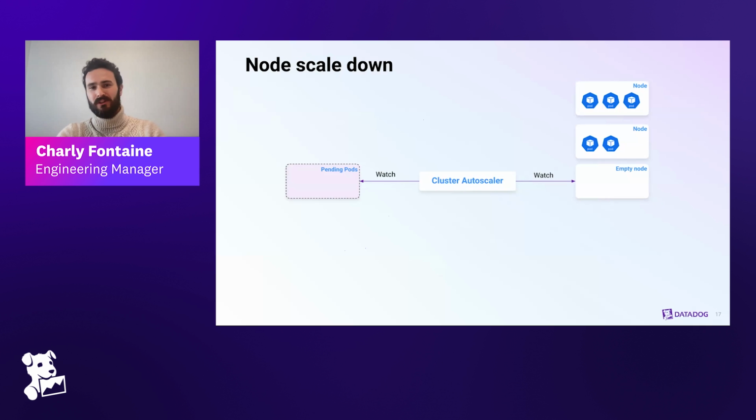Now, the opposite version of the scale up is the scale down. When a node is empty, we don't want to pay for it, obviously, and the cluster autoscaler watches for empty nodes. When it finds one, it adds a taint to the node that it wants to downscale, and then that terminates the node.